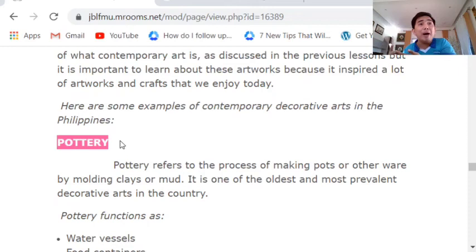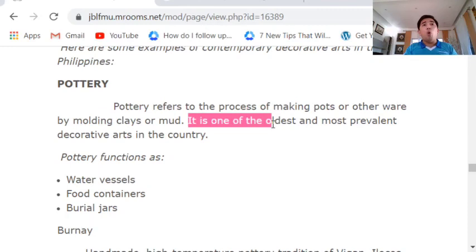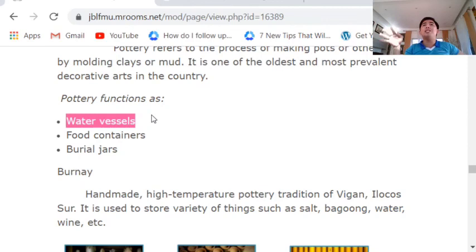Alright? So, pottery refers to the process of making pots or other ware by molding clay or mud. It is one of the oldest and most prevalent decorative arts in the country. So, pottery class, it is not just only by design, pero ginagamit din siya, right? So, example of it, ang mga function niya, it can be a water vessel, right? Water vessel class, kung for example, ang mga makita mo sa mga kaumahan, ang mga jug na made out of clay. Diba, ibutang mo na ng tubig, and if it will go overnight, pagkaaga medyo cold ang tubig. So that's the function of pottery. It's not only for design, but it has a purpose.